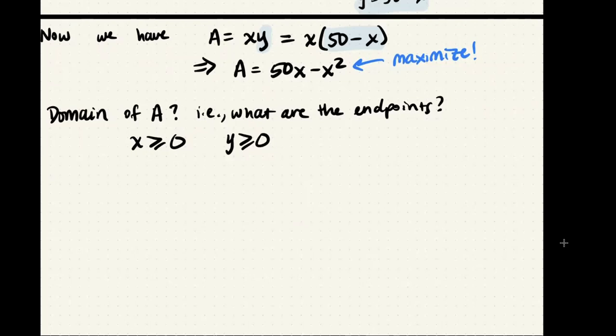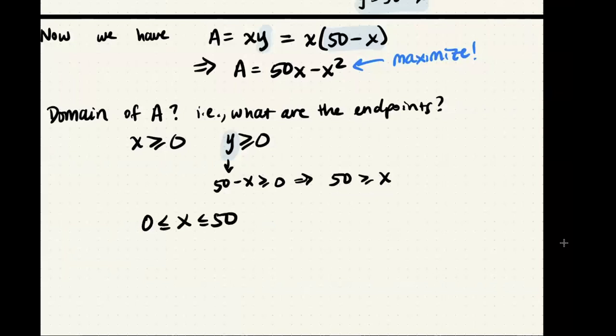Okay. Now, just as a reminder, y we found in terms of x, we said that y was equal to 50 minus x. So let me go ahead and replace y by 50 minus x. And that tells me that 50 is bigger than or equal to x. These two pieces of information now tell me that x is between 0 and 50. And now I have my endpoints, 0 and 50.